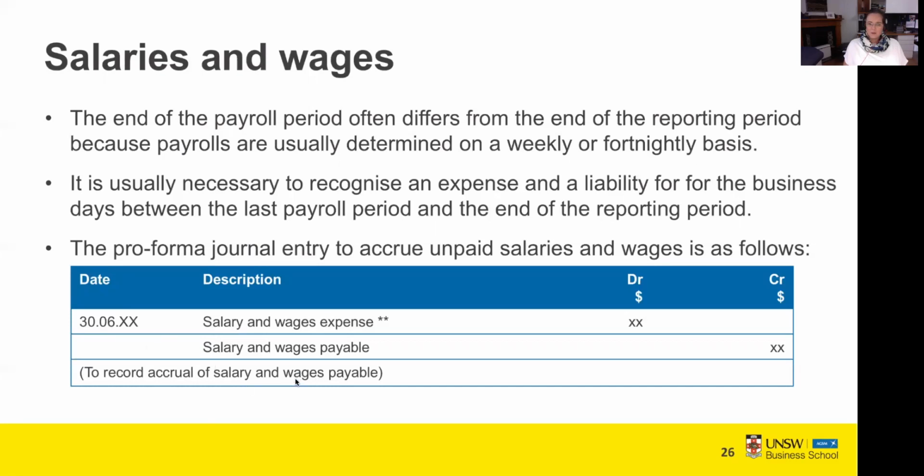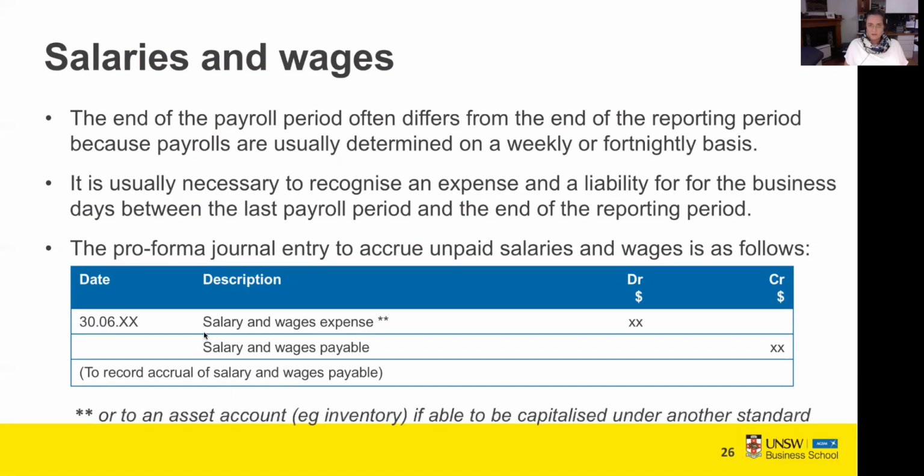So for the accrual for those unpaid amounts, you can see the pro forma journal entry here. I recognise a debit to the salaries and wages expense, and I credit a salaries and wages payable account. Now remember, when I'm debiting the salaries and wages expense, this is what we call the general rule. But there can be exceptions to that. If a question specifically indicates to you that there would be an exception, then in some cases we could be debiting inventory or debiting property, plant and equipment, for example.